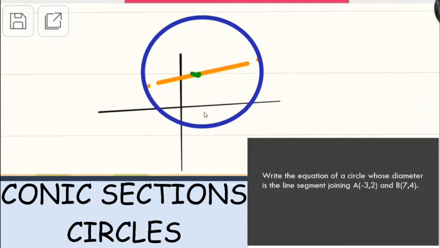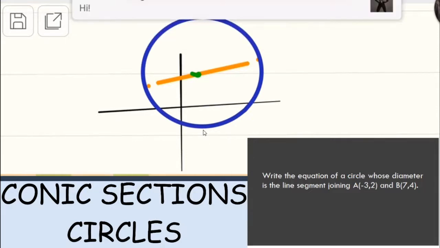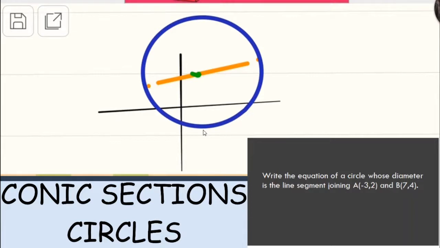So, our final question will be: write the equation of the circle whose diameter is the line segment joining point A, negative 3 and 2, and point B, 7 and 4. So let's assume this is the point A and this is the point B.